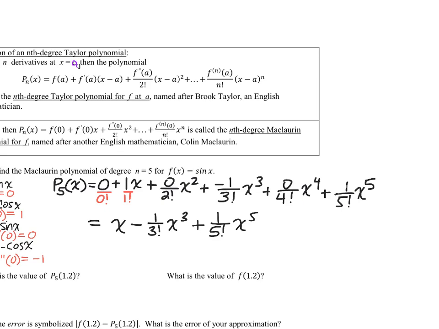So we now know that our factorials are odd numbers. If I wanted to go even further, the next one would be minus 1 over 7 factorial x to the 7th, then plus 1 over 9 factorial x to the 9th. I could keep going and going with this, and in doing so, I'll develop a more and more accurate polynomial. And that's really meaningful information. And that's the same problem as on the back.